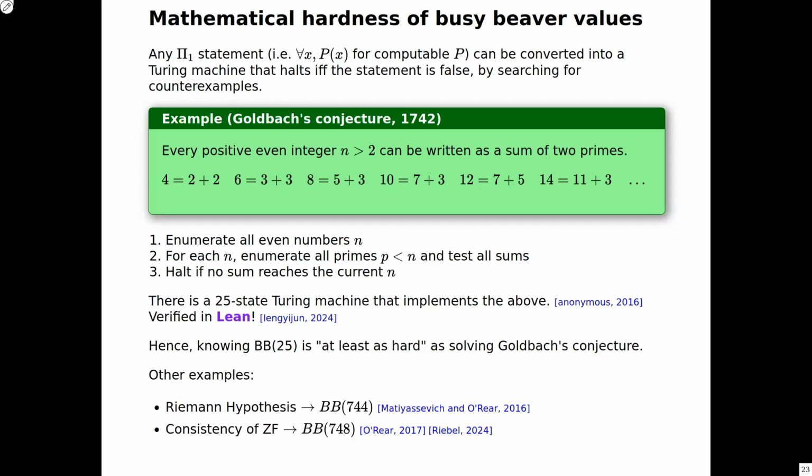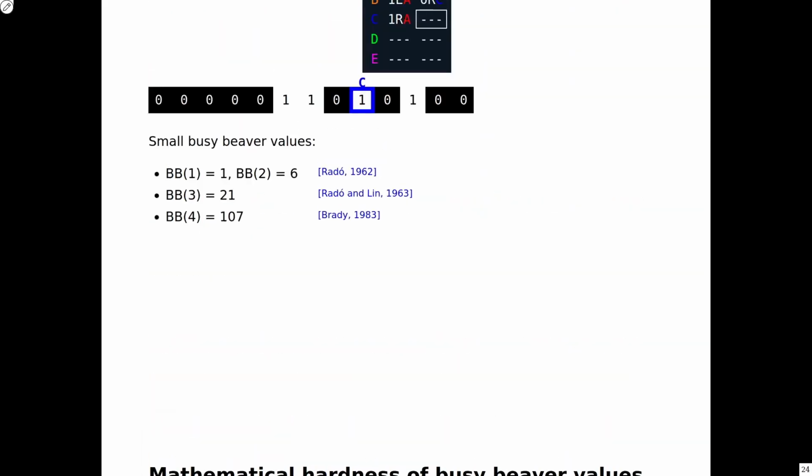The consistency of an axiomatic set is a Pi1 statement because you can enumerate all proofs until you find a proof of a contradiction, 0 equals 1. And this was done in the case of ZF with quite a small number of states. So this shows that not only is the Busy Beaver function uncomputable, but even if you try really hard to find some values, you're going to hit some walls that are really hard, such as the Riemann hypothesis or the consistency of ZF. There is a conjecture that even BB10 is independent of PA.